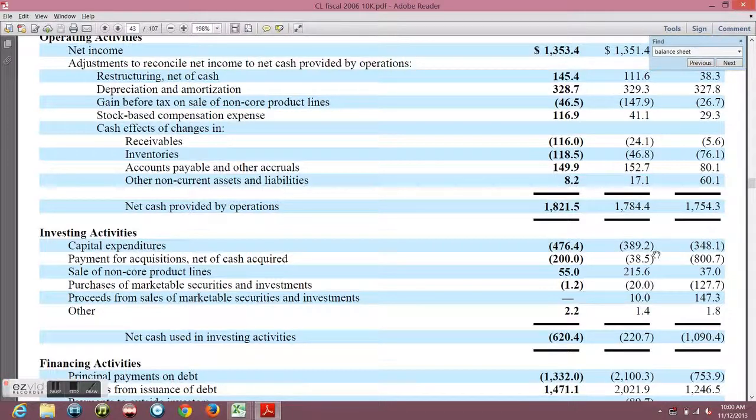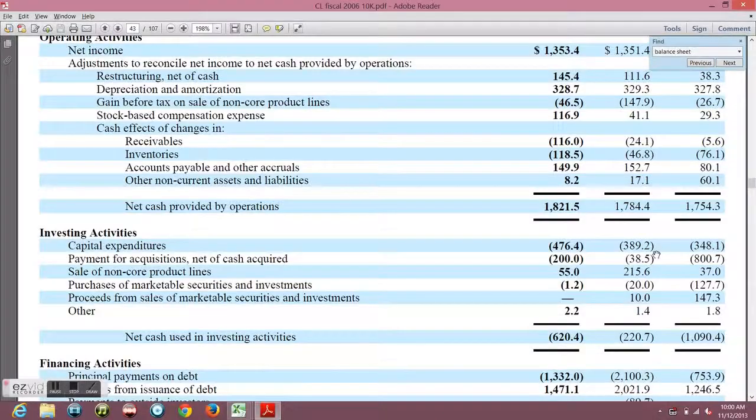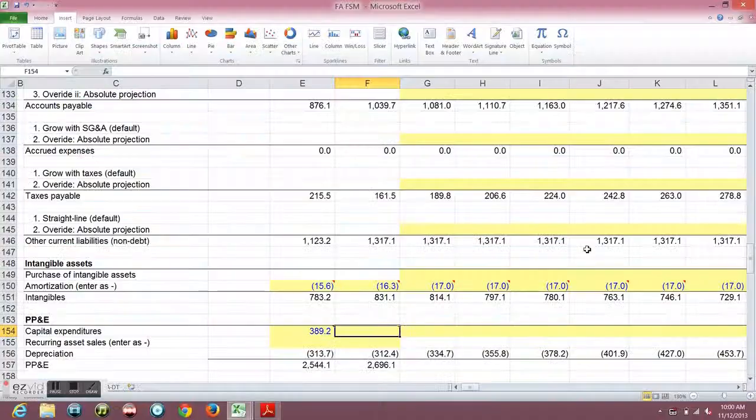So for 2005 it's going to be 389.2, and it's going to be 476.4.